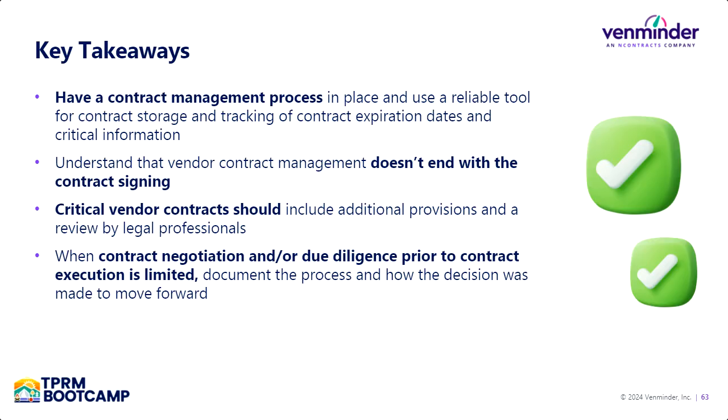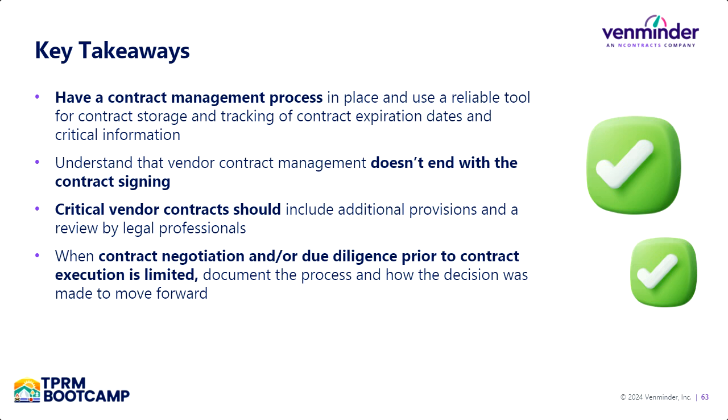Okay, so let's wrap this session up about your critical vendor contracts or your high-risk vendor contracts by taking a look at some key takeaways that we talked about today. One thing, of course, is to make sure that you have that contract management process in place, and make sure that you are using a reliable tool for that contract storage and tracking of those critical dates, such as expiration and other critical information. Maybe you have a homegrown solution, or maybe you're outsourcing to a solution to do that for you. The bottom line is, especially with these critical and high-risk vendors, is that you have some organized fashion in which you are maintaining all of that information.